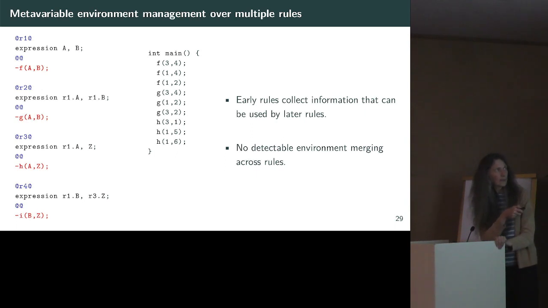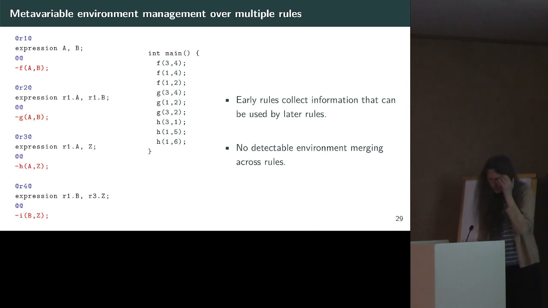And here we have some metavariables, but they're not fresh new metavariables. We're inheriting A and B from rule 1. And here we're also inheriting A from rule 1. Z is going to be a new metavariable. Here we're inheriting B from rule 1, and we're inheriting Z from rule 3. So you can define metavariables in various places, and then you can merge them together and have other rules that collect all that information and do things with it.